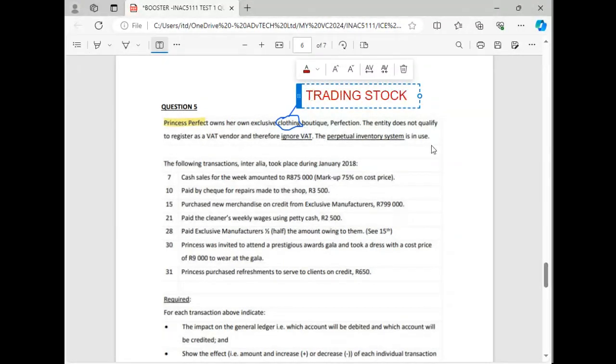Yes, some of you made a mistake because you were not careful. So it means this is our trading stock. So our main aim is to.